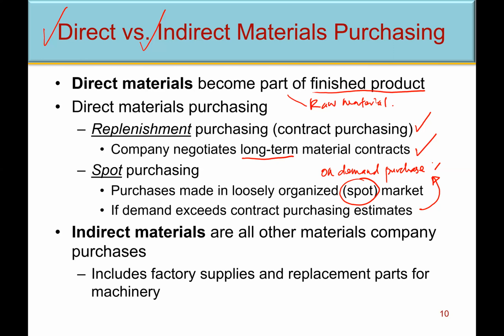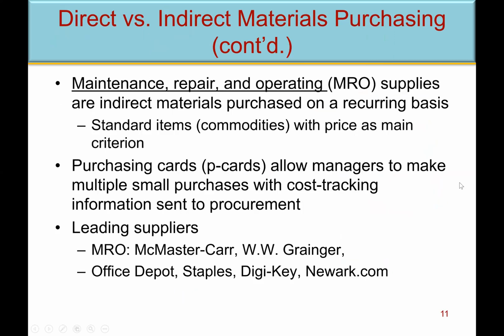So indirect materials are all other materials the company purchases. Any other than direct materials, what we call indirect material, includes factory supplies and also replacement parts, or sometimes we call it maintenance, repairs, and also operations, or in short, MRO items, or machineries. As I just mentioned, maintenance, repair, and operating supplies are indirect material purchased on a recurring basis. Standard items, or what we call commodities, with price as the main criterion.